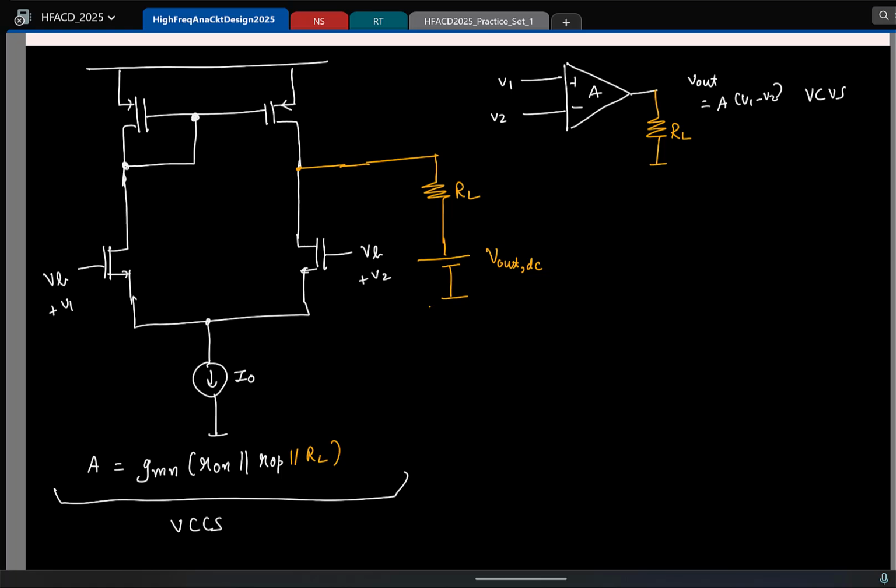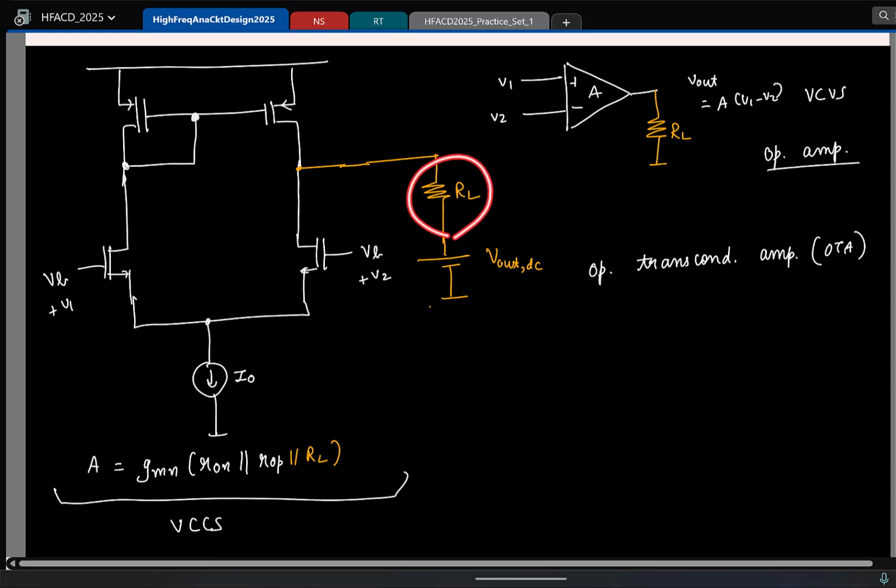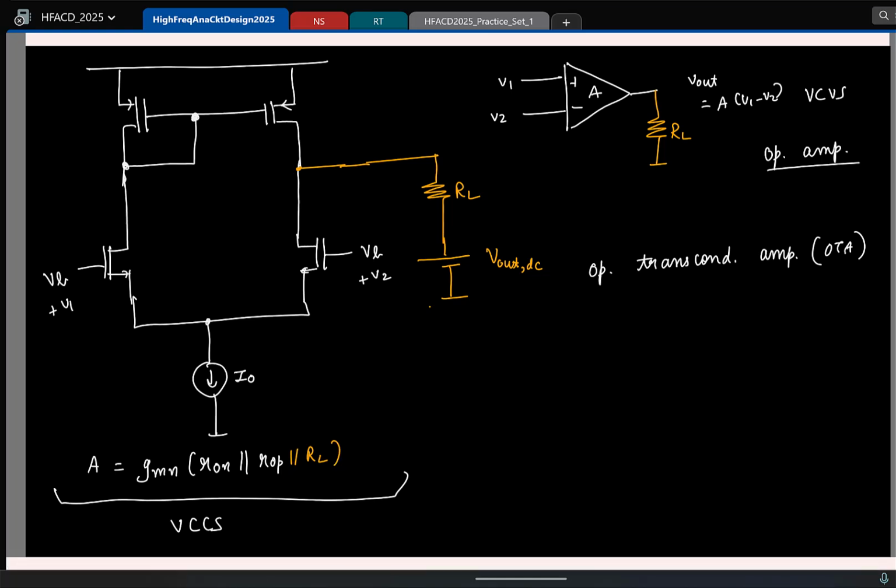So instead of making an operational amplifier, what we have at our hand is an operational transconductance amplifier. But RL is not under your control, right? I mean, like he's saying, if RL is really large, it's not a problem. The real problem comes when RL is smaller in comparison to your existing output resistance.